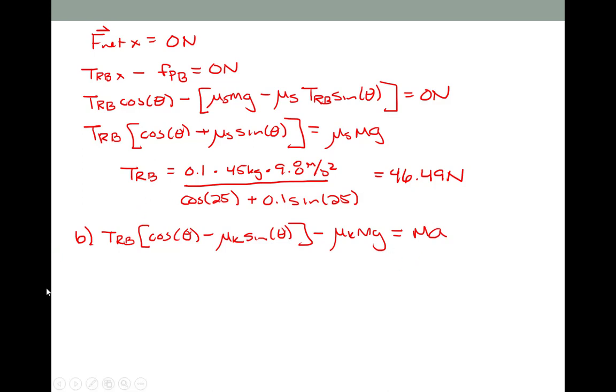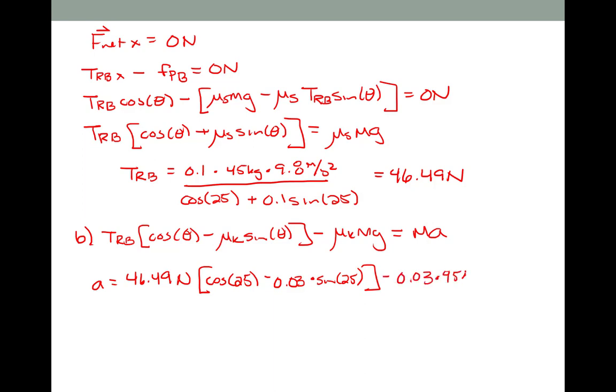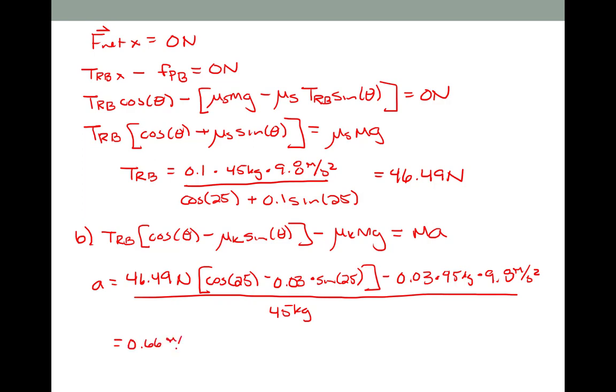Solving for the acceleration will equal 46.49 newtons times the cosine of 25, no, not 45, sorry, 25, minus 0.03 times the sine of 25, minus 0.03 times 45 kilograms times 9.8 meters per second squared. All of that divided by the mass, 45 kilograms, and that works out to be 0.66 meters per second squared.